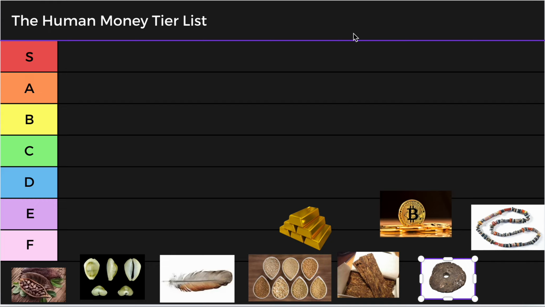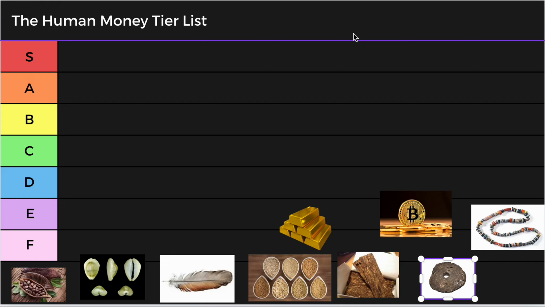So we have to start by knowing the different categories and metrics that a good money needs to have. We know that a good money needs to be divisible, portable, durable, fungible, verifiable. It needs to be scarce and offer some sort of utility to others. So let's rank these types of money.